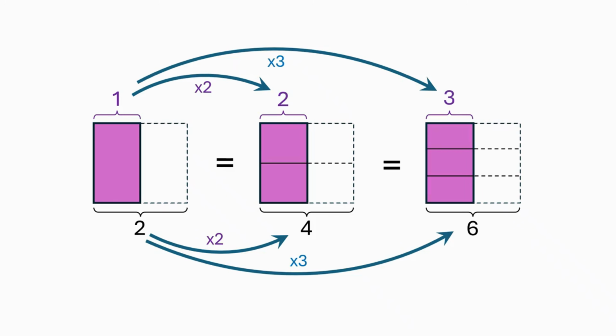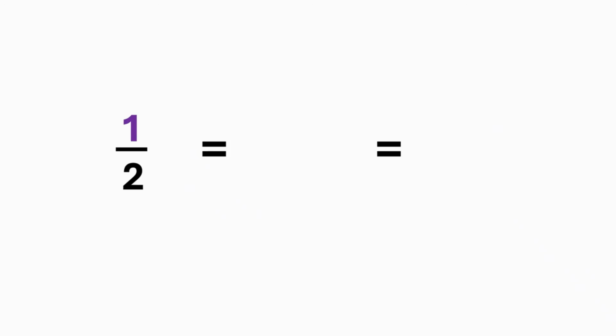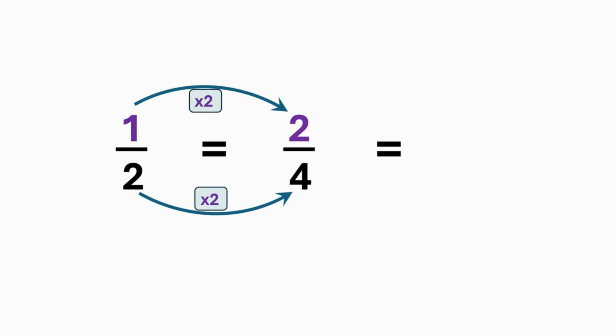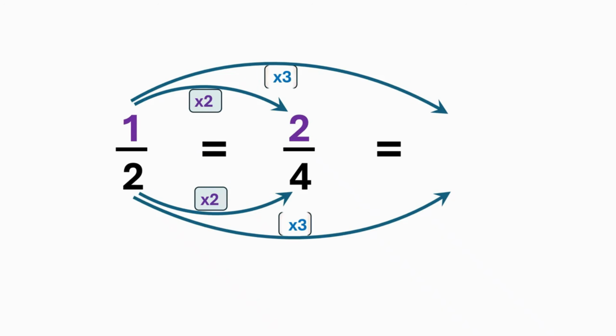So here's the rule. To find an equivalent fraction, multiply or divide both the numerator and the denominator by the same number. Let's try using the rule to find 1/2 equivalent fractions. When we multiply both the top and bottom by 2, we get 2/4. When we multiply both by 3, we get 3/6.